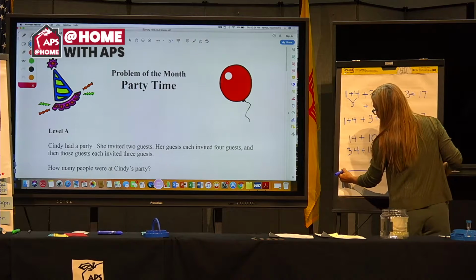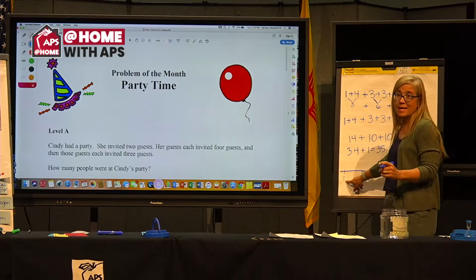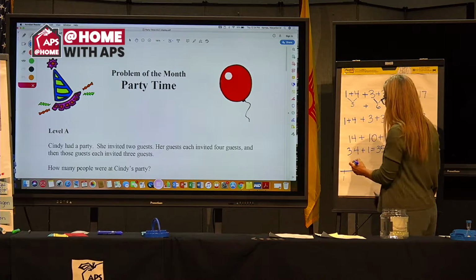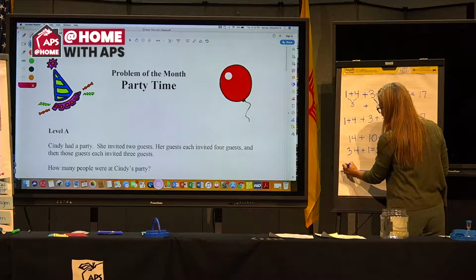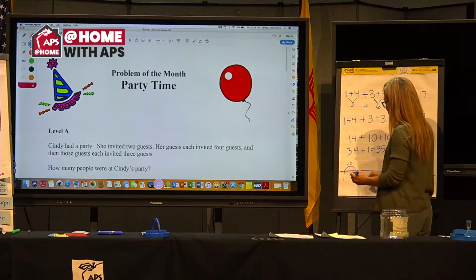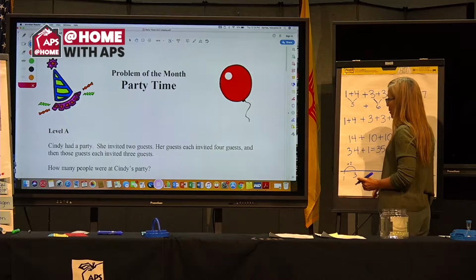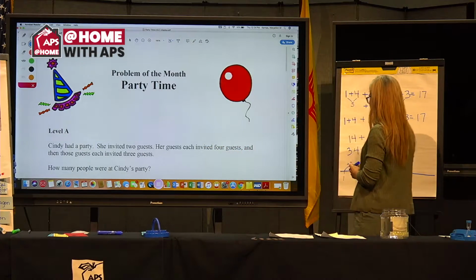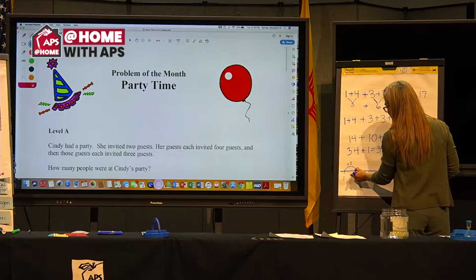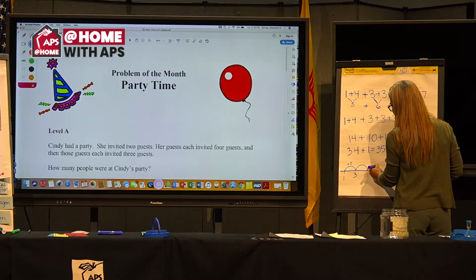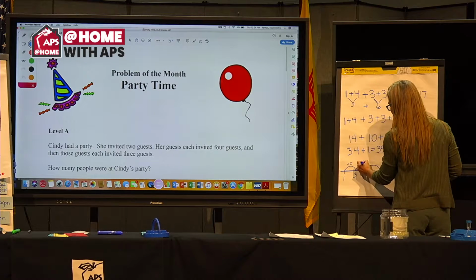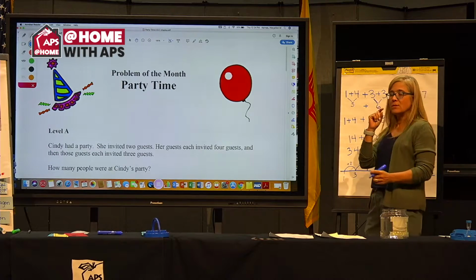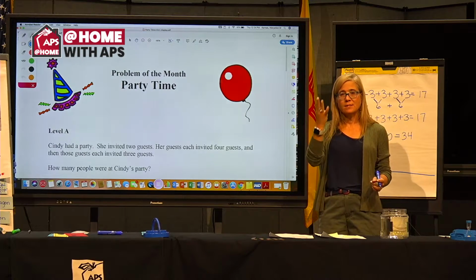If we start at 1 this time, because that's Cindy, and then we know Cindy invited 2 people, so I'm going to add the 2 people that Cindy invited, and 1 and 2 would bring us to 3 on our number line. And then it says that her guests each invited 4 guests, or 4 more people. So we need to add 4 for one of the guests and 4 for the other guest. And 3 plus 4, so 3, 4, 5, 6, 7.